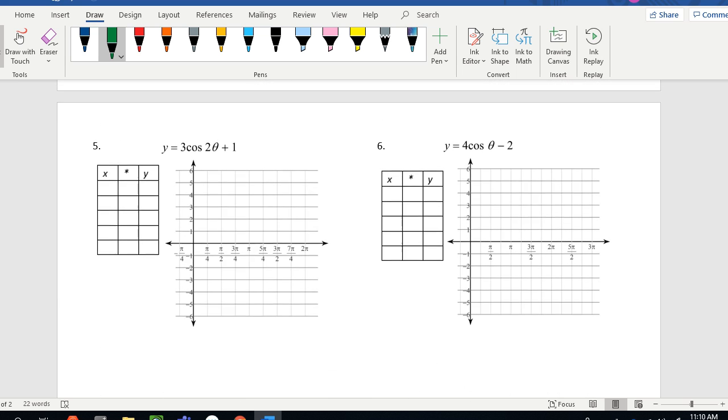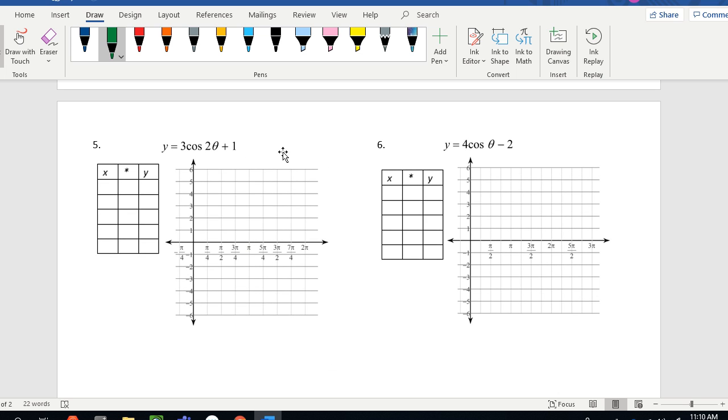And now we haven't done cosine, but just because we have one here, I'll show you how to do cosine. So again, I'm still going to start with the midline. I want you to see how similar these are. Midline, amplitude of 3, 1, 2, 3. Down 3, 1, 2, 3.